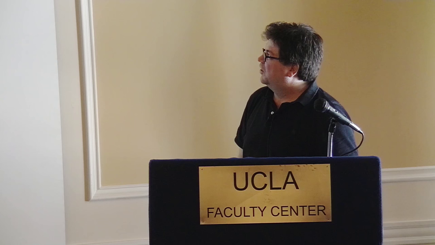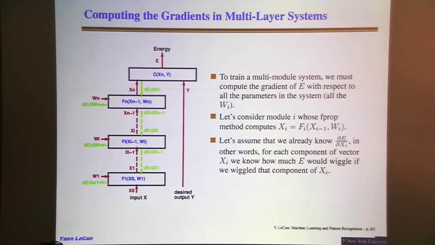Now the problem is, how do we compute the gradient? So what we need to do is we need to compute the gradient of this cost function, this energy, whatever you want to call it, with respect to each of the parameters of each of the boxes here, right? And we're going to do this with chain rule. So let's assume we already know those green things here. Let's take this one.